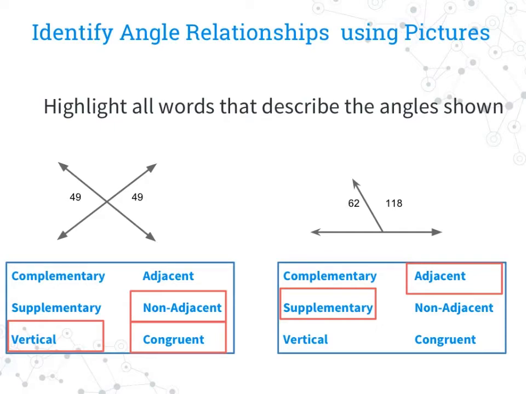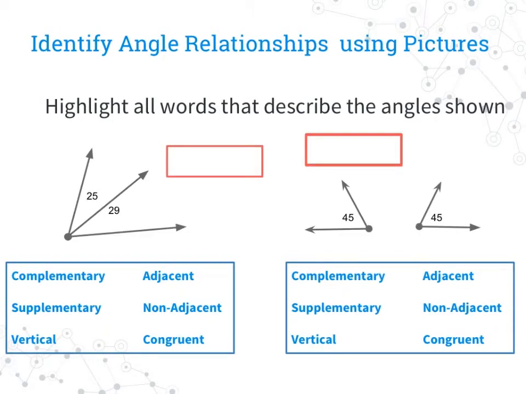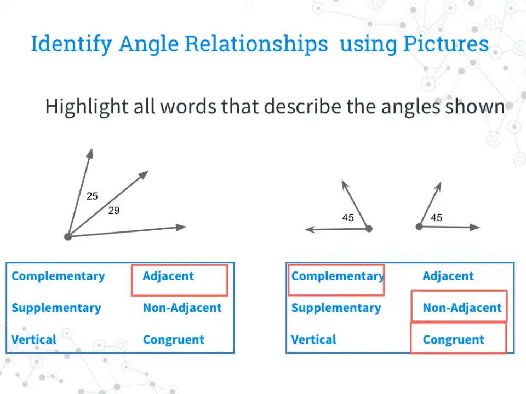It's very important to be able to identify the things that they are as well as the things they are not. Let's take a look at the next one. So again, we've got another example that says identify the angle relationships using the pictures. Highlight all the words that describe the angles shown. So I want you to try this one on your own. Go ahead and pause the video, figure out the ones that are right, then press play again to see if you are right. How did you do?